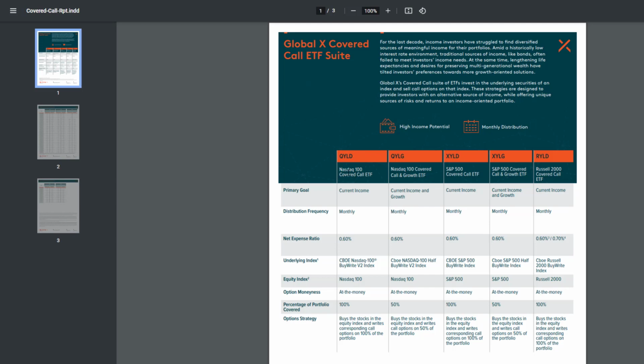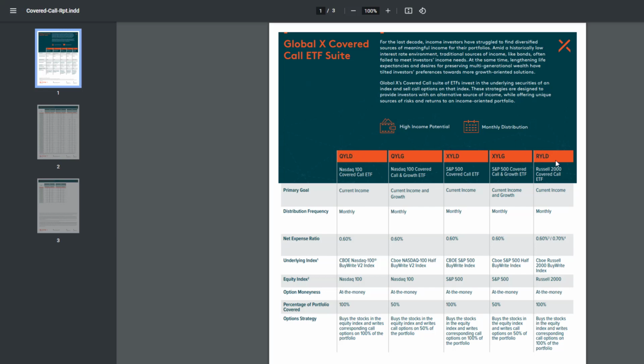QYLD is focused directly on just the dividends or the covered call. They just write covered call options on 100% of the fund. QYLG, they only write covered call options on 50% of the fund, and the other 50% is allowed to grow. So depending on your investing strategy, what your purpose in the stock market is, if you want to just collect dividends, you're probably better off going more toward the D funds, XYLD, QYLD, and RYLD.